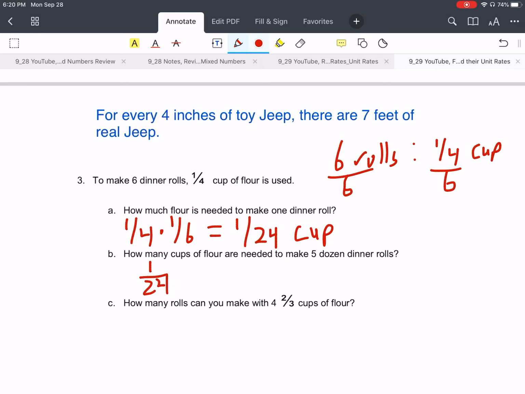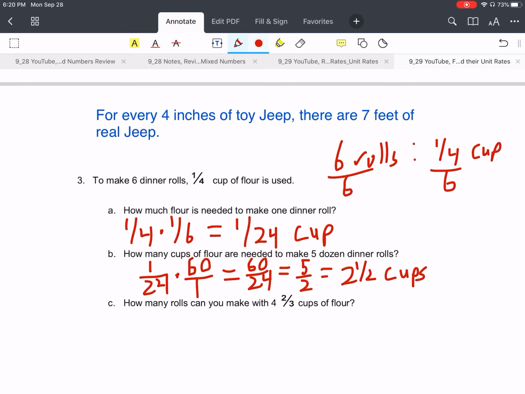All right, so 1/24, and we're trying to figure out how much flour is needed for 5 dozen dinner rolls. So we're going to be multiplying by 60 because 5 dozen is 5 times 12, which is 60. We multiply by 60 over 1, which gives us 60 over 24, which simplifies to 5 over 2, or 2.5 cups of flour. So for 3B, we took the amount of flour needed for 1 dinner roll and multiplied that by the number of dinner rolls that we are making.